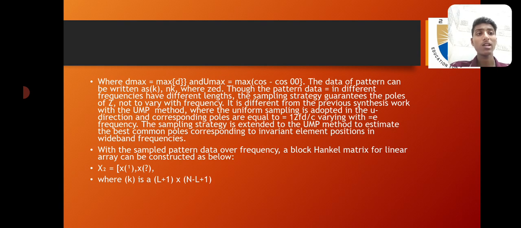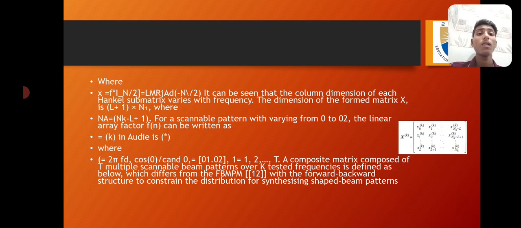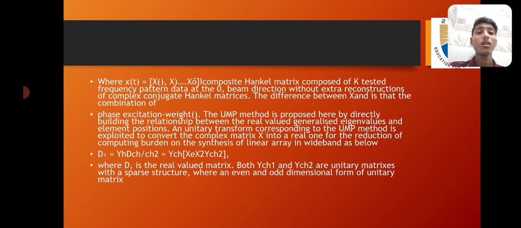The sampled pattern data of a frequency form a block Hankel matrix for the linear array, which can be constructed as below: X equals [X_1 ... X_K], where each X_k is an L plus 1 by N minus L plus 1 Hankel matrix. Here X composes the Hankel matrix of the K tested frequency pattern data at the zero beam direction, without extra reconstruction of complex conjugate Hankel matrices.